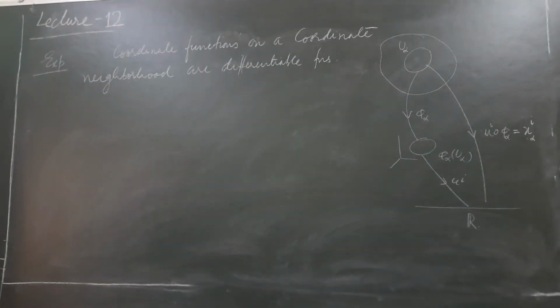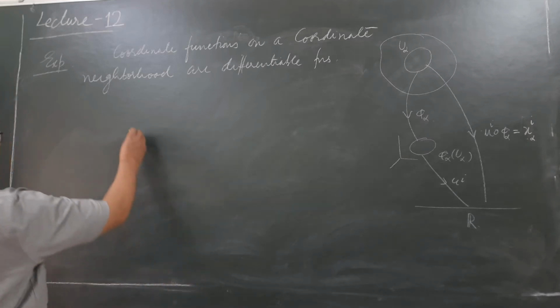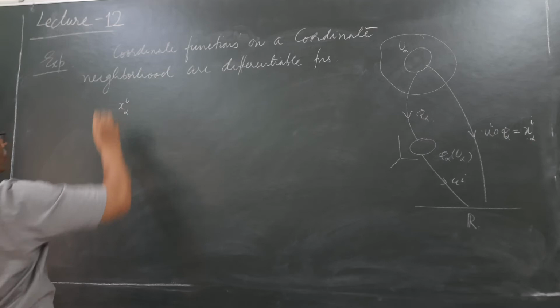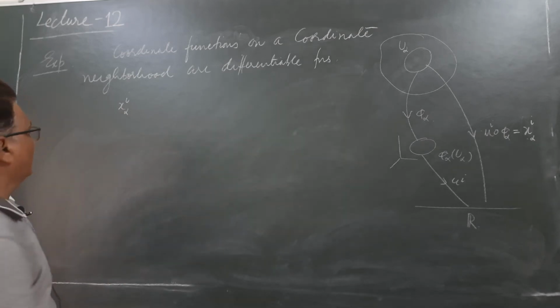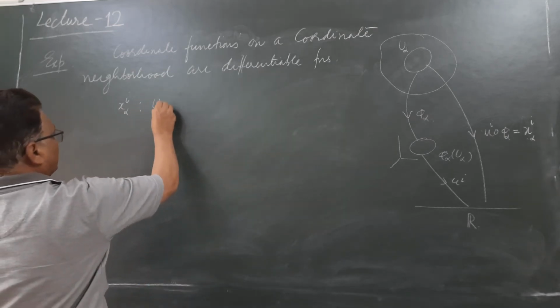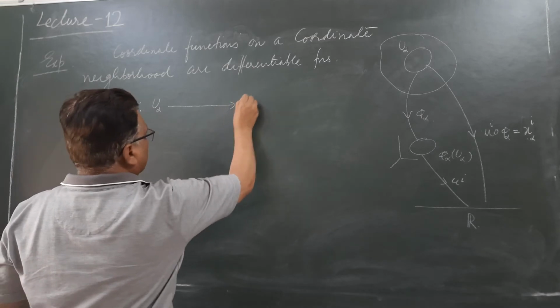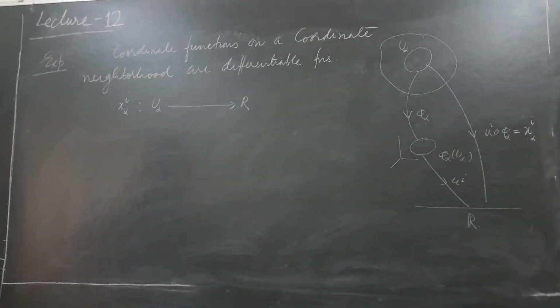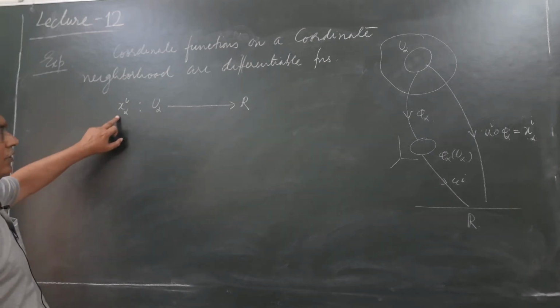This comes as a first example. And why is it so? Now, to check whether a given function, so I pick one X alpha I, so this is a map from U alpha to R. You can see from the example. How would you check whether it is differentiable or not?